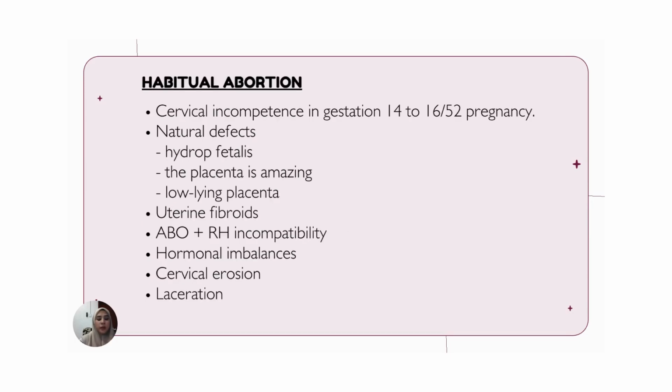When the patient has habitual abortion, they might have cervical incompetence at 14 to 16 weeks of gestation, congenital defects such as hydrocephalus, placenta previa or low-lying placenta, uterine fibroids, ABO and Rh incompatibility, hormonal imbalances, cervical erosions, and lacerations.